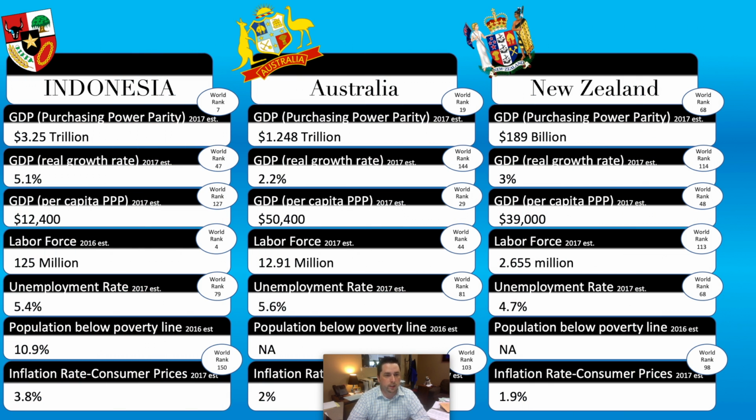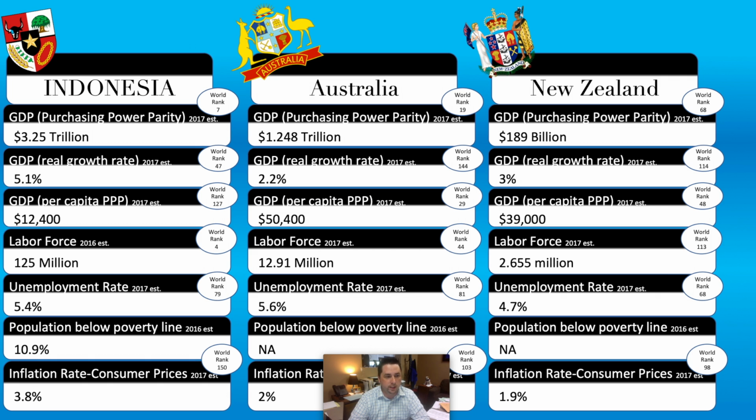So we take a look at the total economy. You can see that Indonesia is ranked 7th in the world in GDP with $3.25 trillion. Australia not far behind, the world ranked 19, $1.248 trillion GDP. New Zealand's out of the top 50 on GDP overall, but their GDP per capita puts them in the top 50 at $39,000, ranked 48. World rank for Australia in GDP per capita, they're ranked 29th in the world with 50,400.